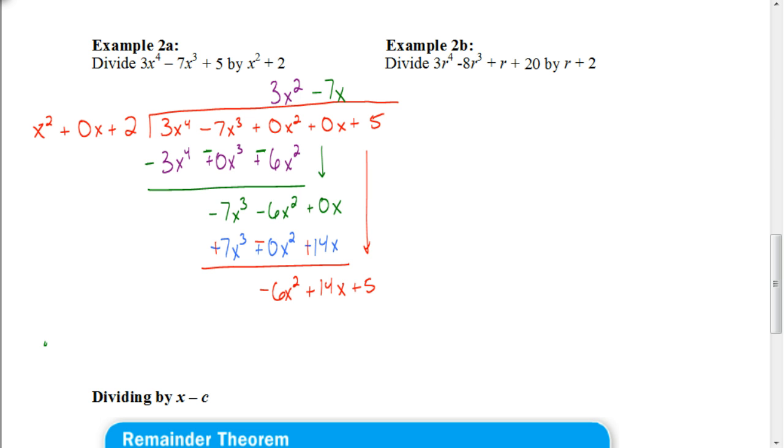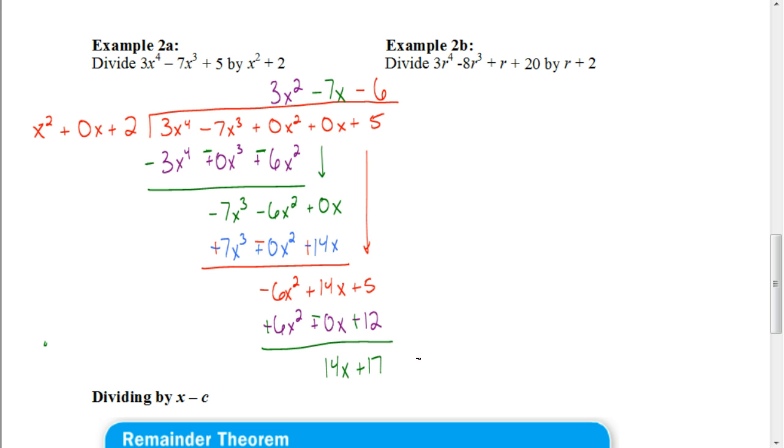And now we want to ask ourselves, what would we multiply x squared by to get negative 6x squared? Well, that's negative 6. So when I do that, negative 6 times x squared is negative 6x squared. Negative 6 times 0x is 0x. Negative 6 times 2 is negative 12. Subtract these. So minus a negative becomes a plus. Minus a negative, that one becomes a plus. So this is 0. 14x minus 0x is just 14x. 5 plus 12 is 17. So this time, we don't have anything else to bring down, so this is our remainder.